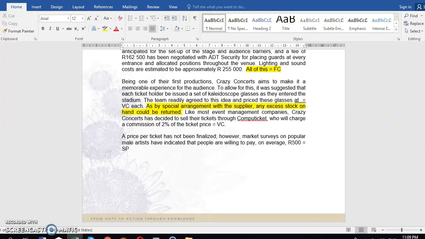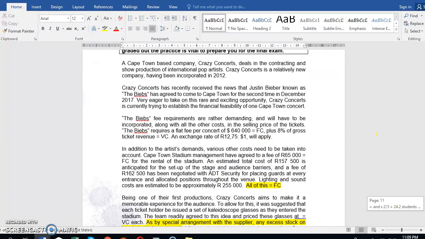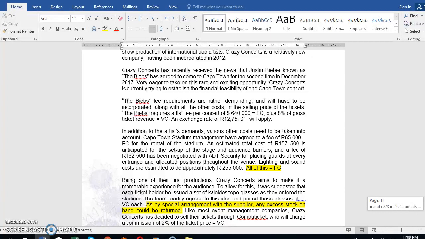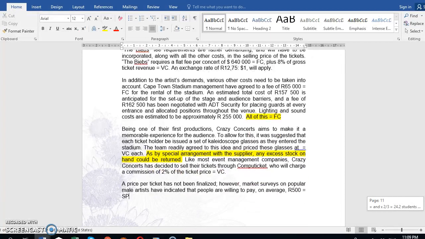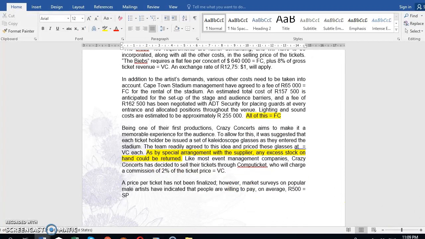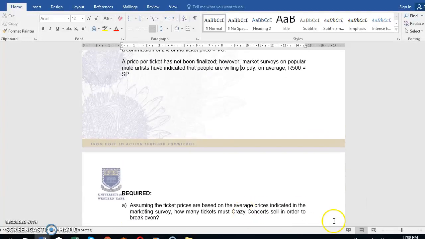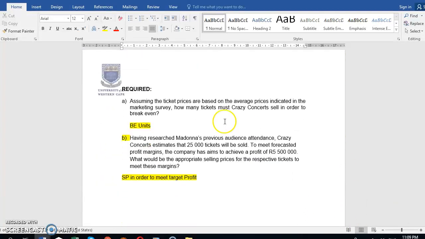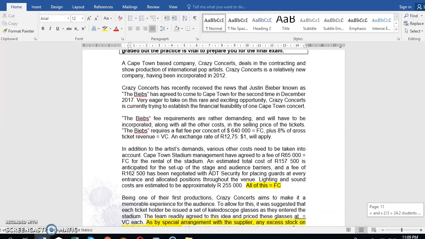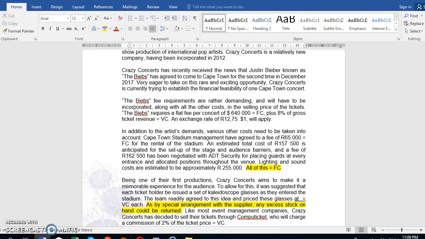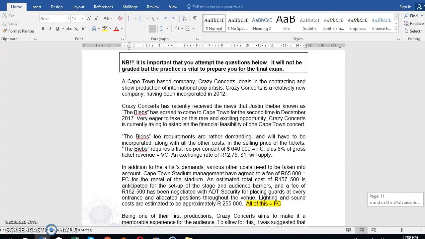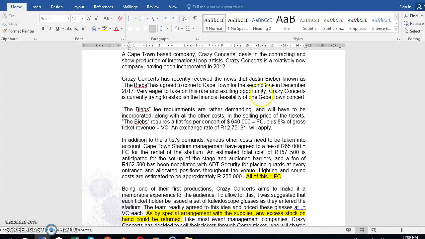Alright guys, so in the previous video we went through the scenario and we just highlighted in the scenario what is our variable cost, what is our fixed cost, what is our selling price, because as we know for part A we need to find the units, so that means we need to, in the scenario, be able to identify the other three elements, namely variable cost, fixed cost and the selling price. Okay, and which we were able to do as we did with the question.